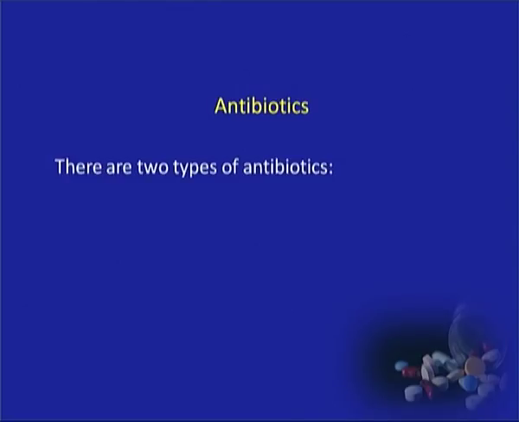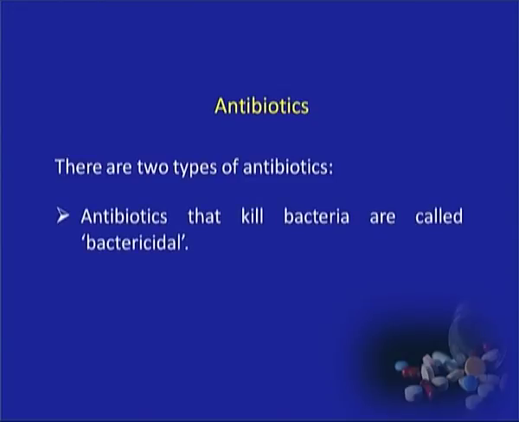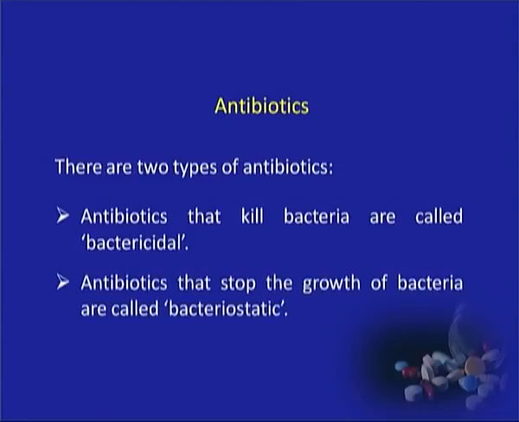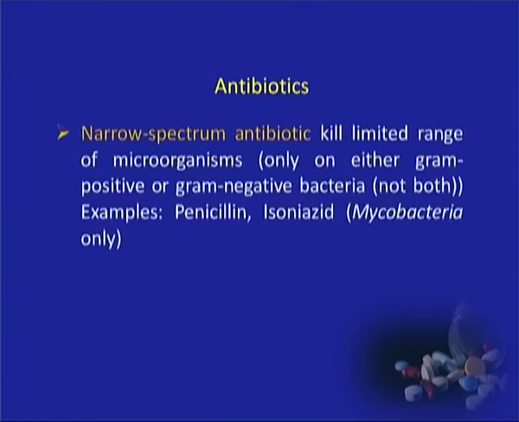There are two types of antibiotics. Those antibiotics that kill bacteria are called bactericidal antibiotics. Bacteriostatic antibiotics can stop the growth of bacteria. There is another classification of antibiotics. First one is narrow spectrum antibiotics. These kill a limited range of microorganisms, only either gram positive or gram negative bacteria, not both, like penicillin and isoniazid, which kills only mycobacteria.